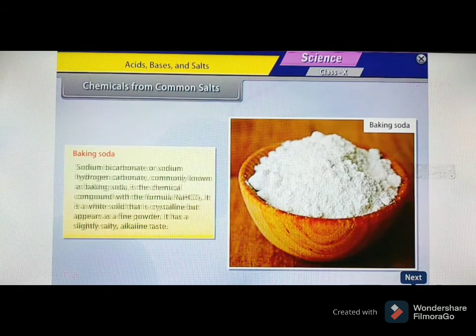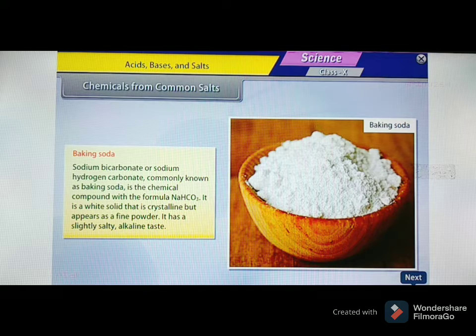Baking soda. Sodium bicarbonate or sodium hydrogen carbonate, commonly known as baking soda, is the chemical compound with the formula NaHCO3. It is a white solid that is crystalline but appears as a fine powder. It has a slightly salty alkaline taste.